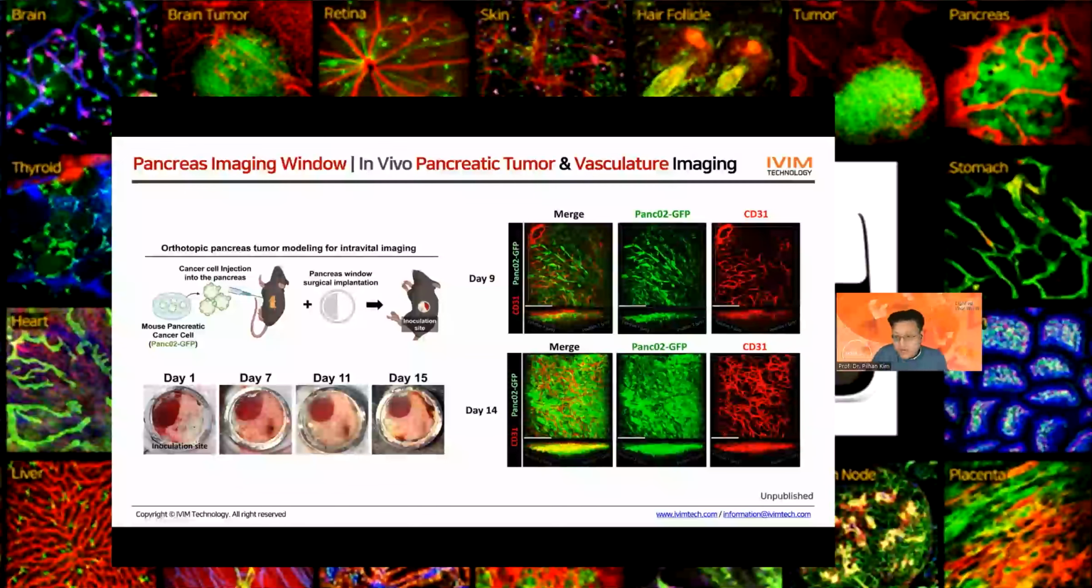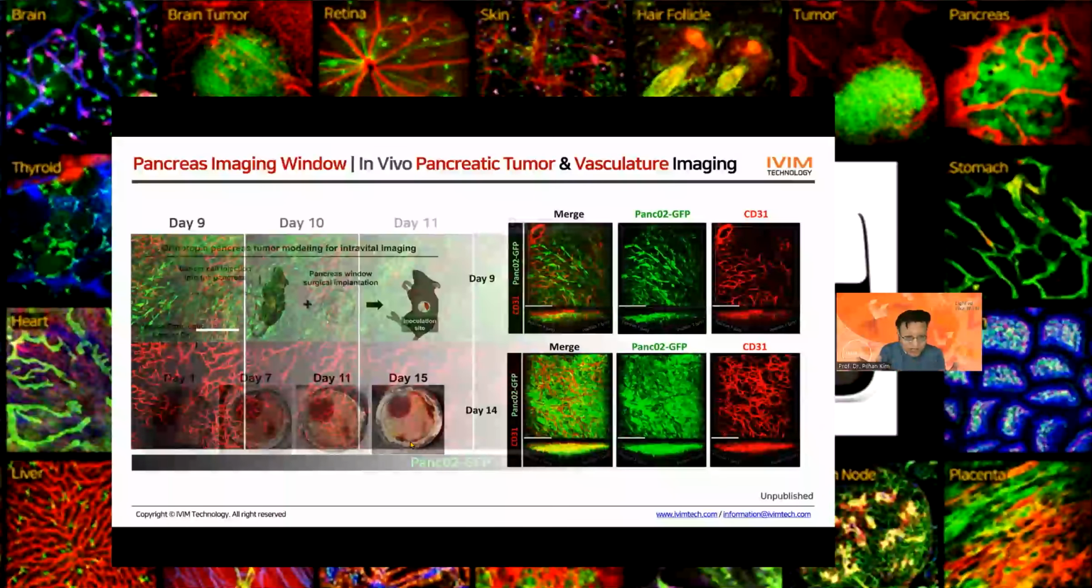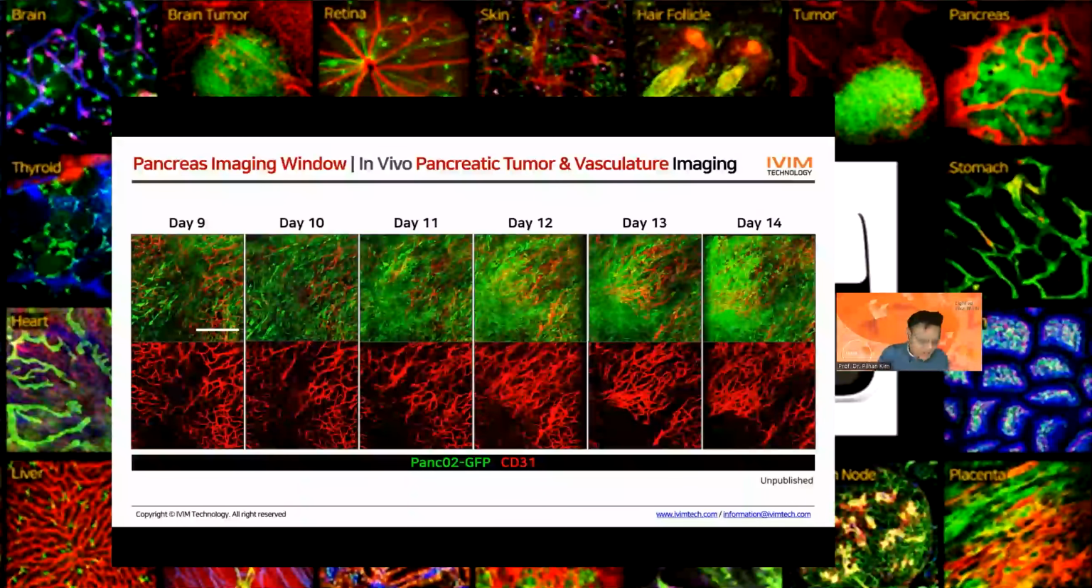Actually, this is the same location, so you can see how the tumor vessel changes, and then how this GFP-expressing pancreatic cell proliferates and grows. Actually, we can do it every day because we implanted the pancreas imaging window. So from day 9, 10, 11, 12, 13, and 14. So again, this is the exact same location, and then you can directly see how this tumor vessel changes. It very dynamically changes, almost every day.